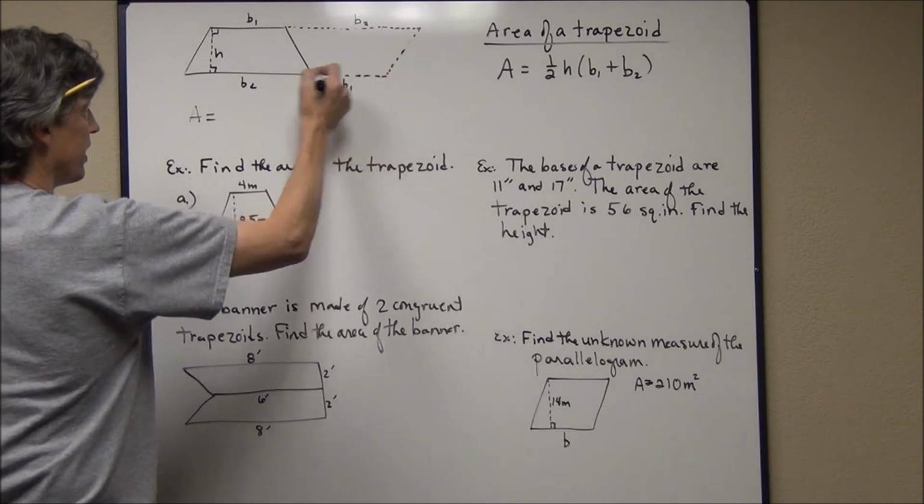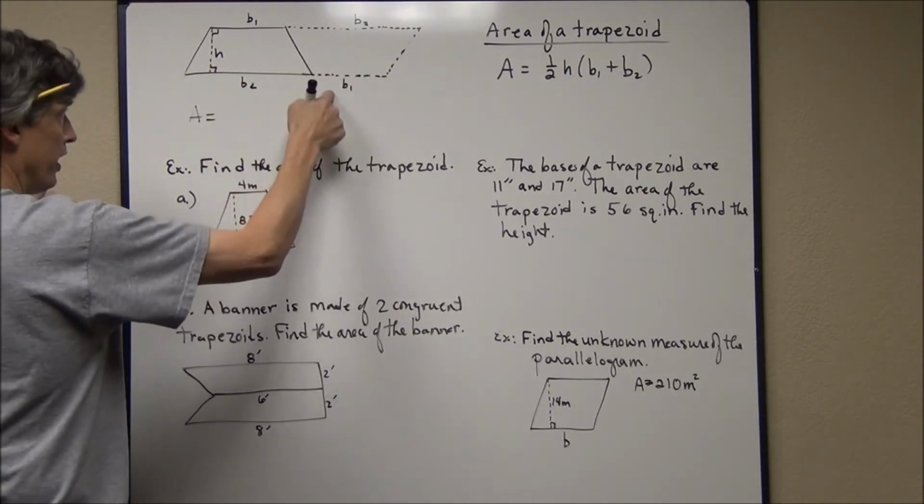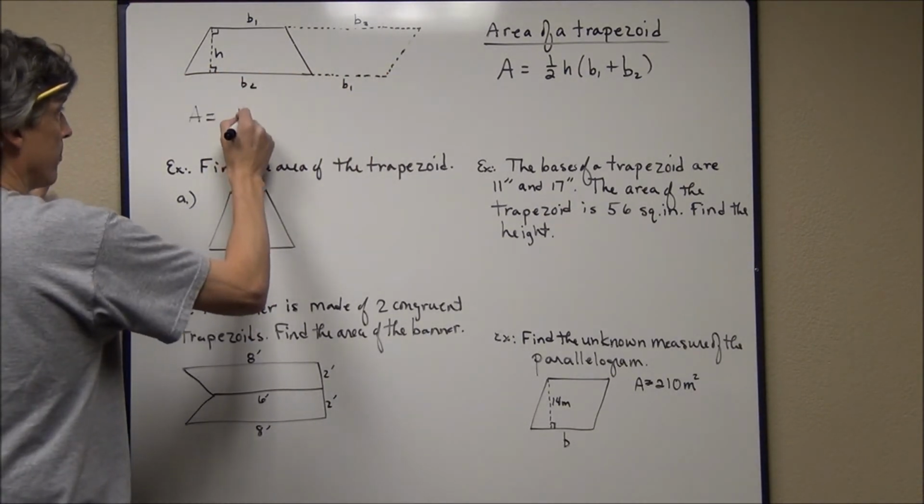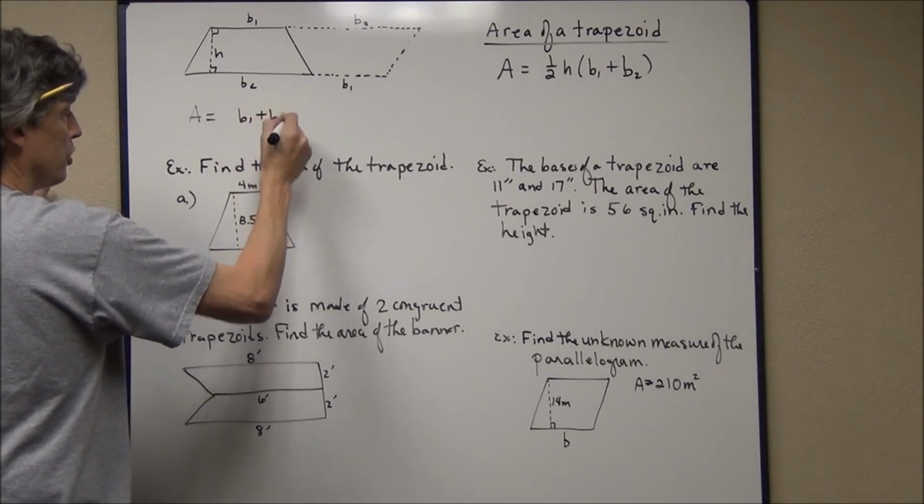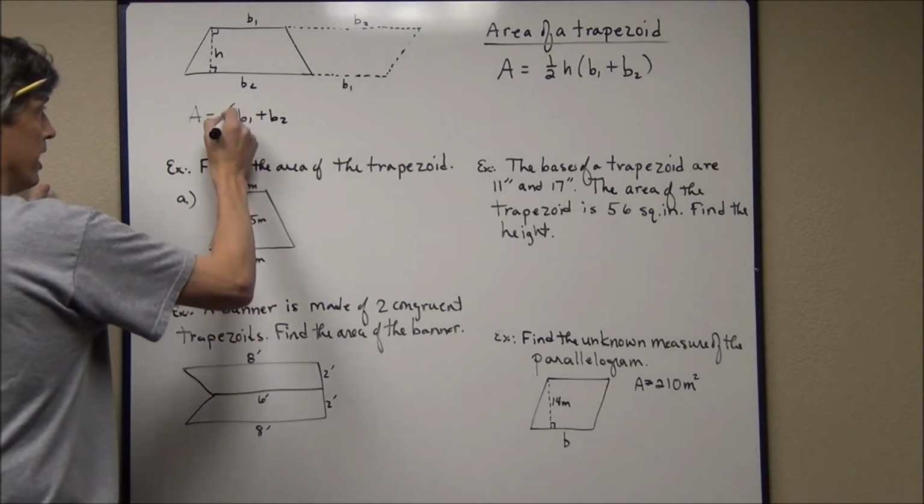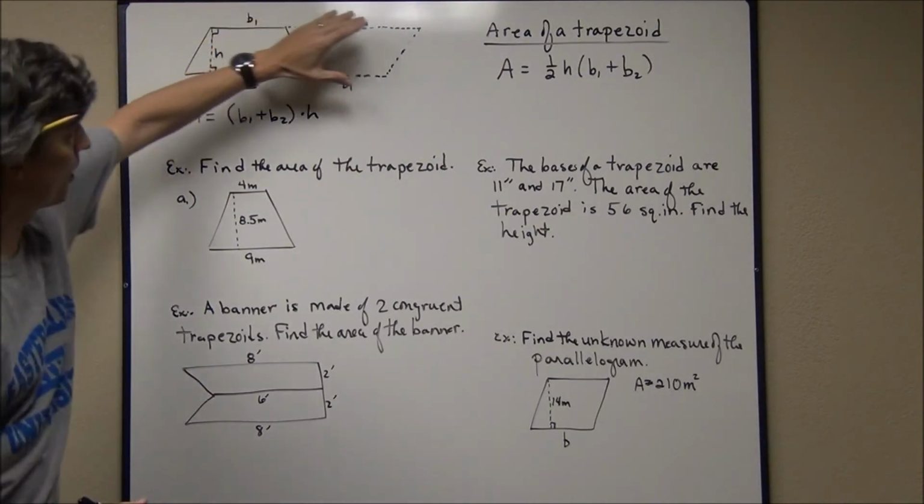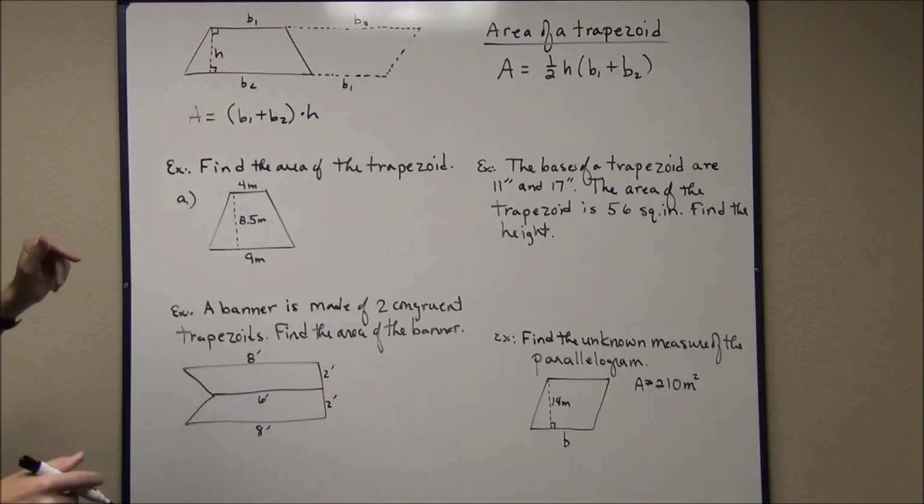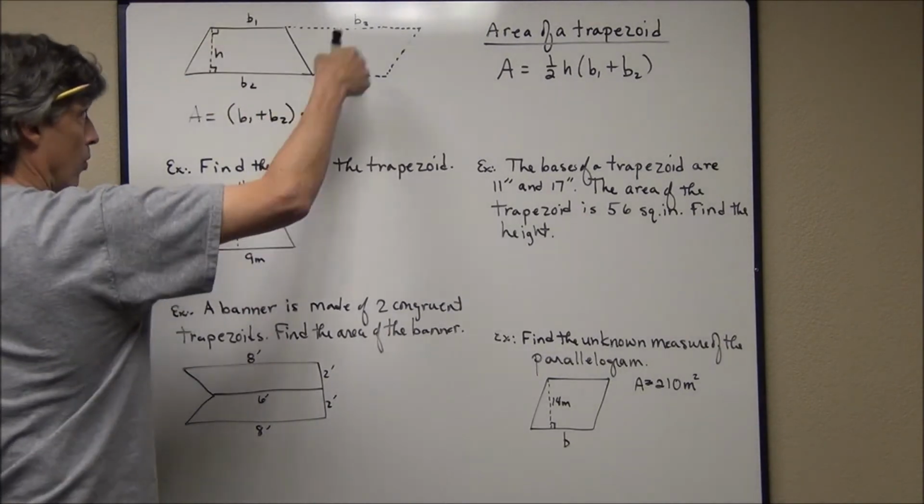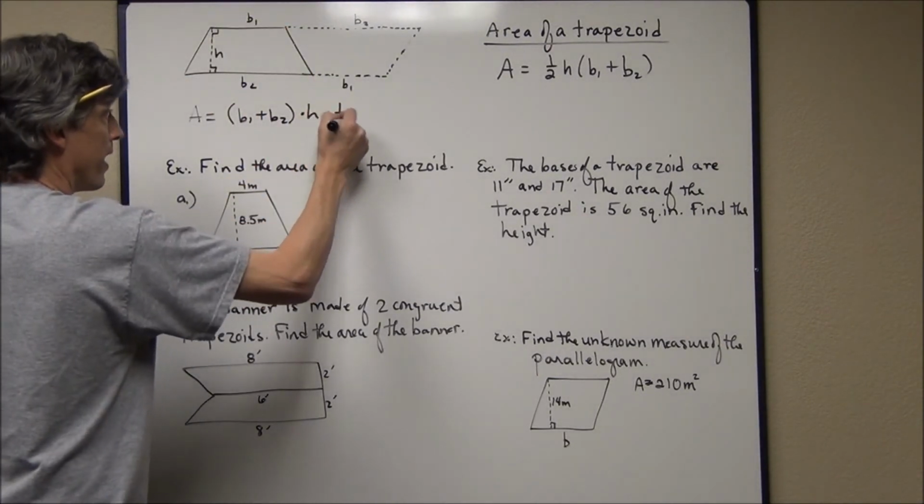Well, my base here is these two added together. So if I add B1 plus B2, add those together and multiply it times the height, I have the area of the parallelogram, which is double the area of the trapezoid. So to get one, I'm going to multiply it by a half.